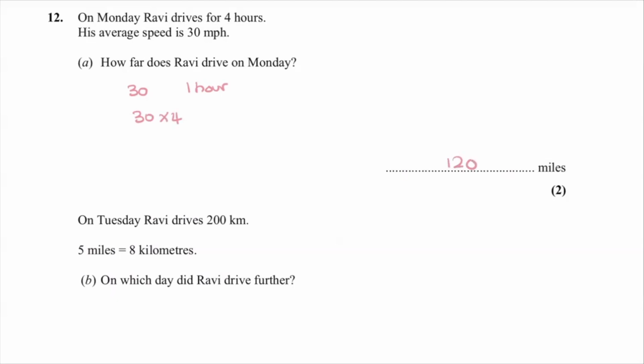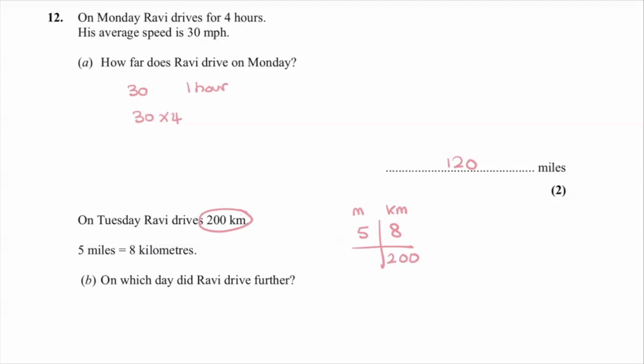On Tuesday, Ravi drives 200 kilometers, and we're being told that there are 5 miles in 8 kilometers, and we want to work out which day he drove further. So we've got a fact. My facts always go into my grid side by side. I'm going to label it up so I'm not forgetting which number's which. My third number is 200 kilometers. So in my kilometers, we are going to pop that in.